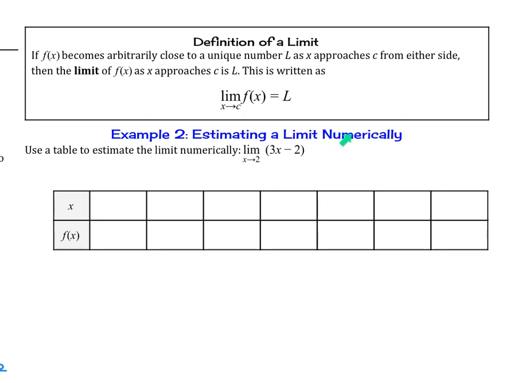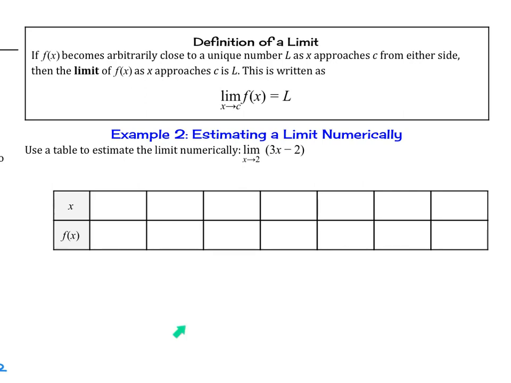So we're going to use a table to estimate a limit numerically. Now I know that we can just plug it in and figure it out. But again, we're getting some practice with this, and we're finding that we will get real numbers here. But later on, we'll find that when we try to plug it in, it doesn't work. So let's try this one.